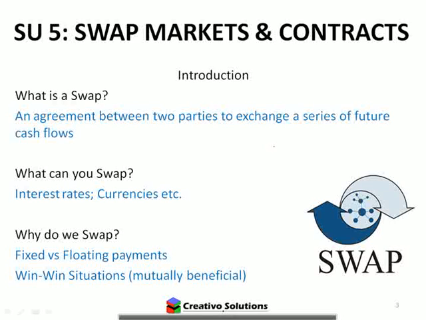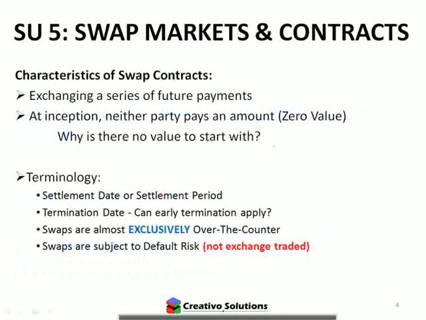A different institution. So the key is it's a win-win situation. There's a mutually beneficial relationship here. That's why swaps are so popular, because you win, I win, it's a no-brainer. As long as both companies or entities are going to be gaining something from that relationship, they're going to obviously want to enter into an agreement, a swap. So the characteristics: exchanging a series of future payments. That's some of the characteristics that we need to know in terms of what a swap is.